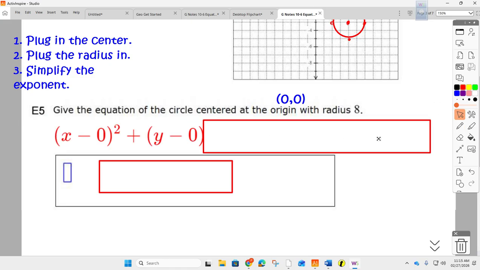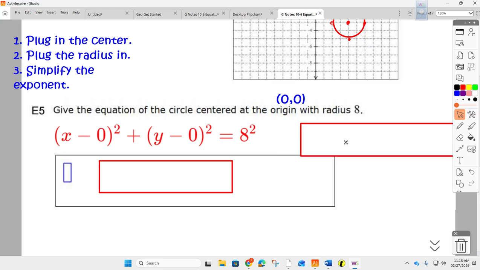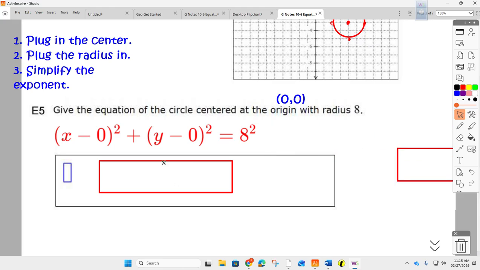All right, so that's what we're going to plug in. Plug in the center and the radius, and then just simplify.